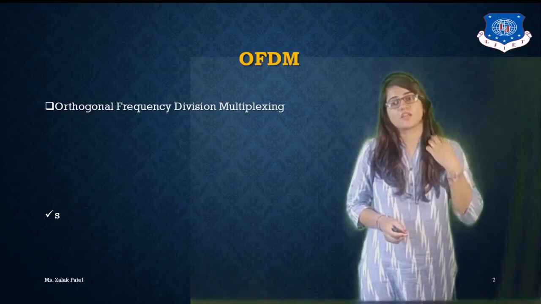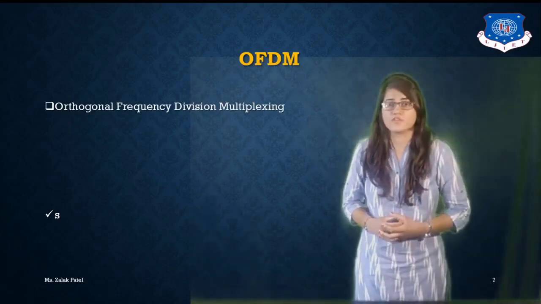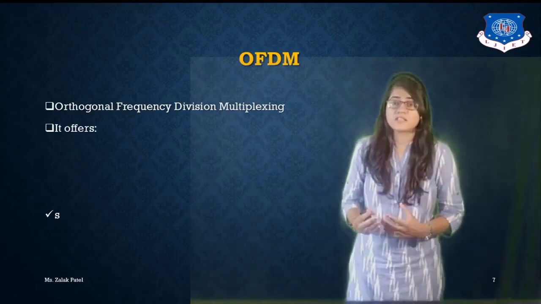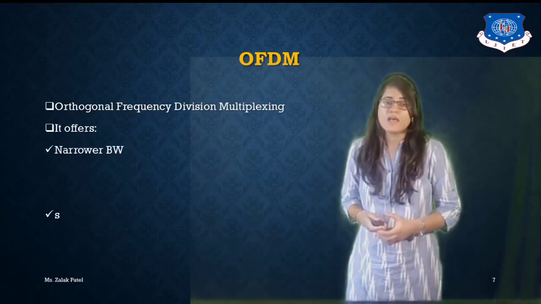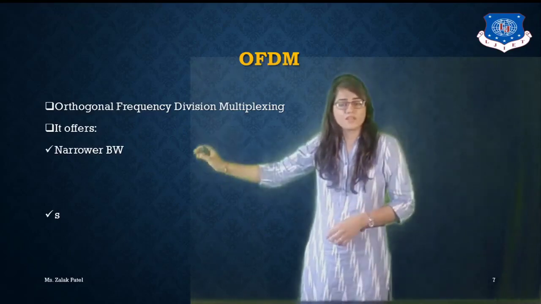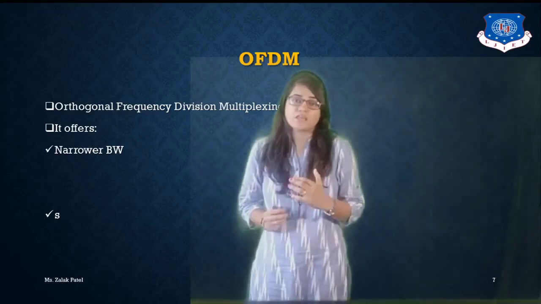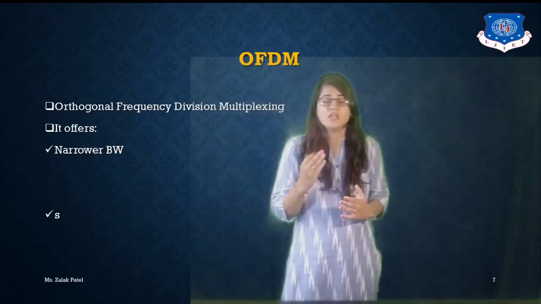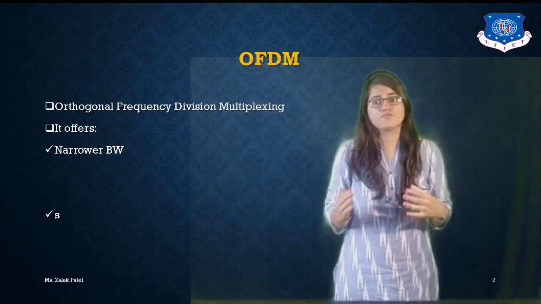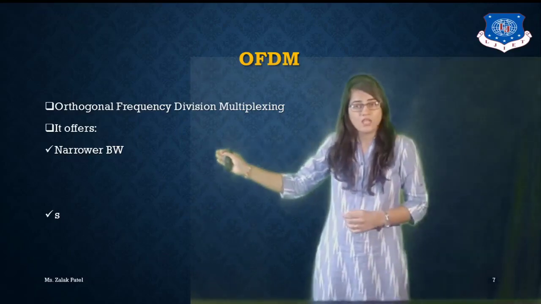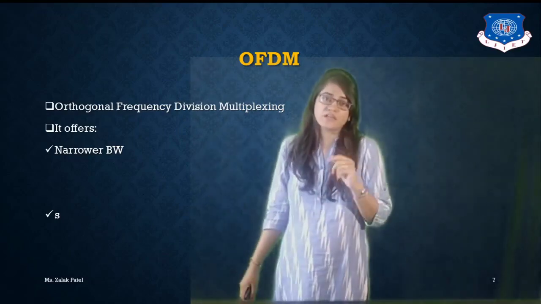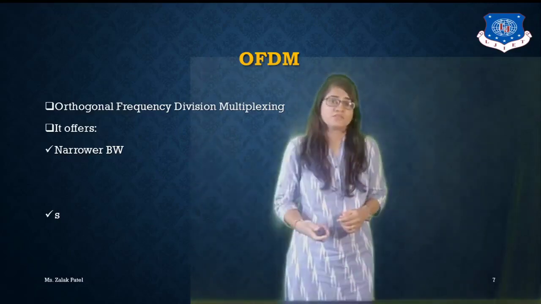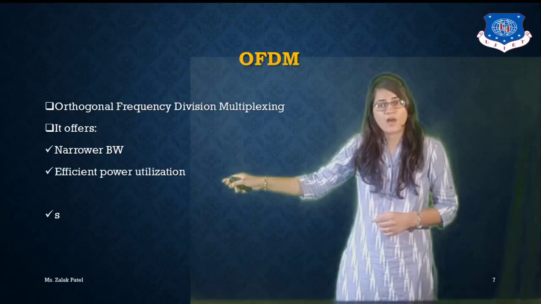The next technique that we can use for multiple access, one important technique, is OFDM. Its full form is orthogonal frequency division multiplexing. Now the best feature of it is narrow bandwidth. We have seen in the case of FDMA that there is a chance of resource wastage because each user uses an individual frequency band, and here the main limitation of frequency division multiplexing can be overcome by using a narrower bandwidth.